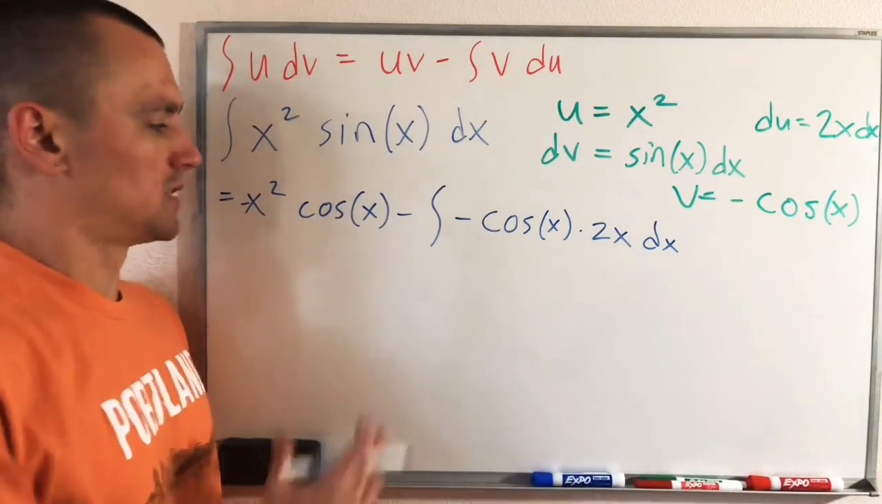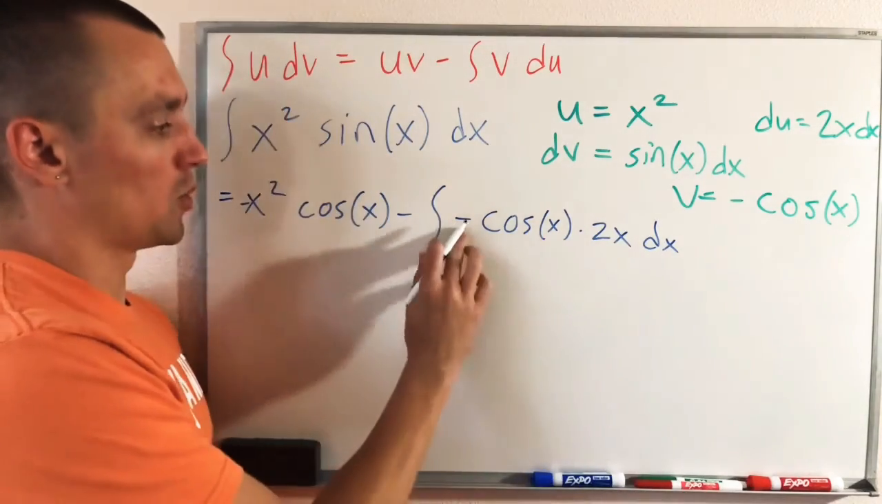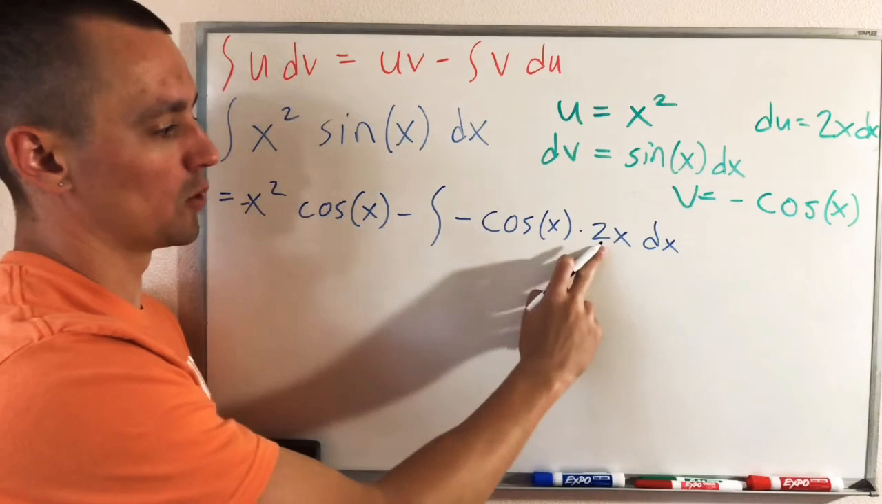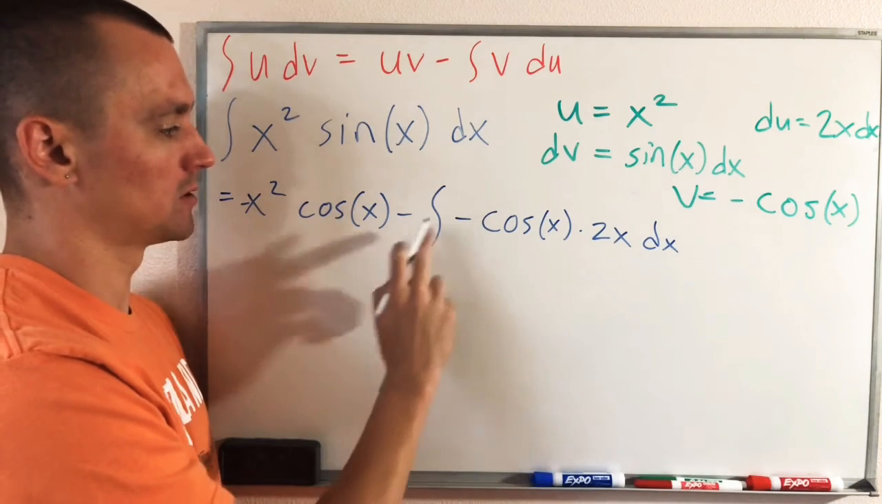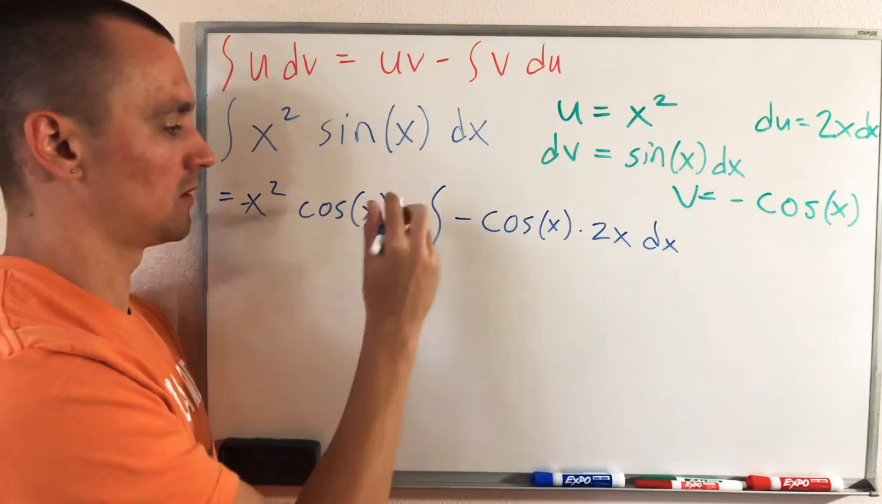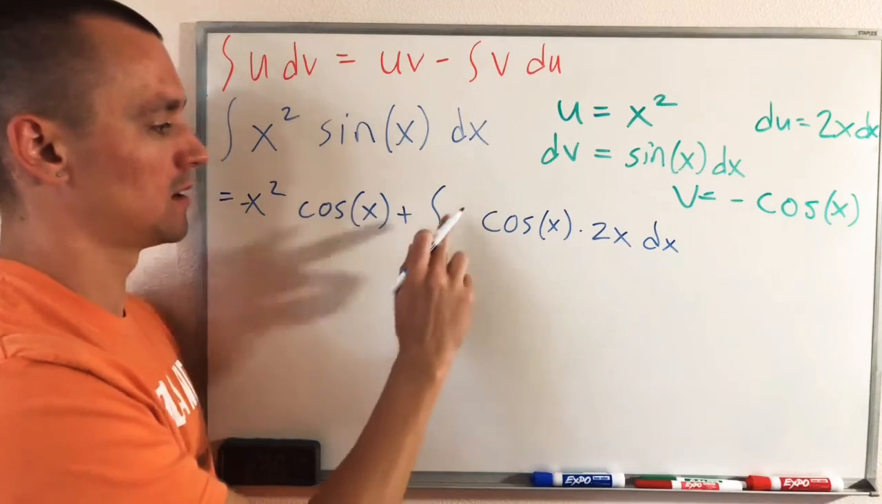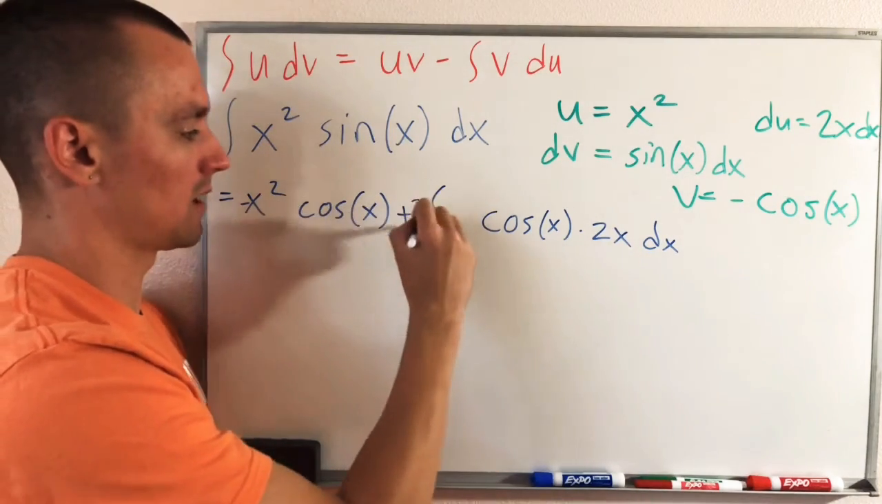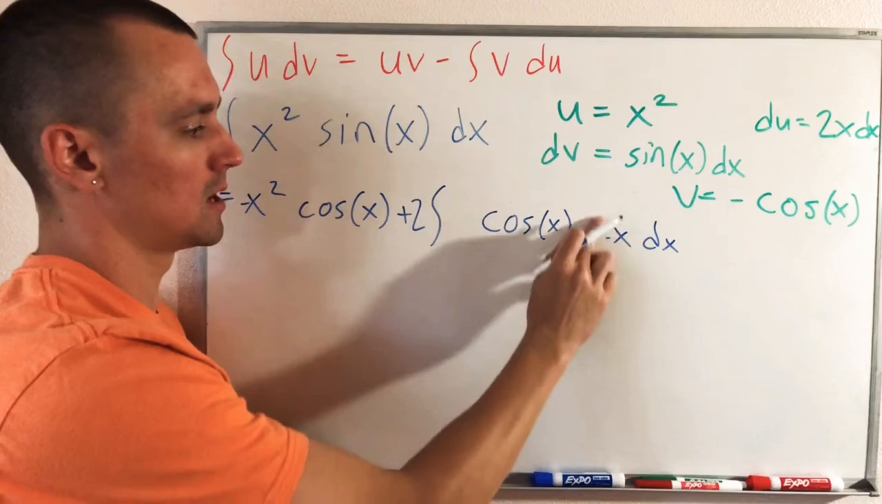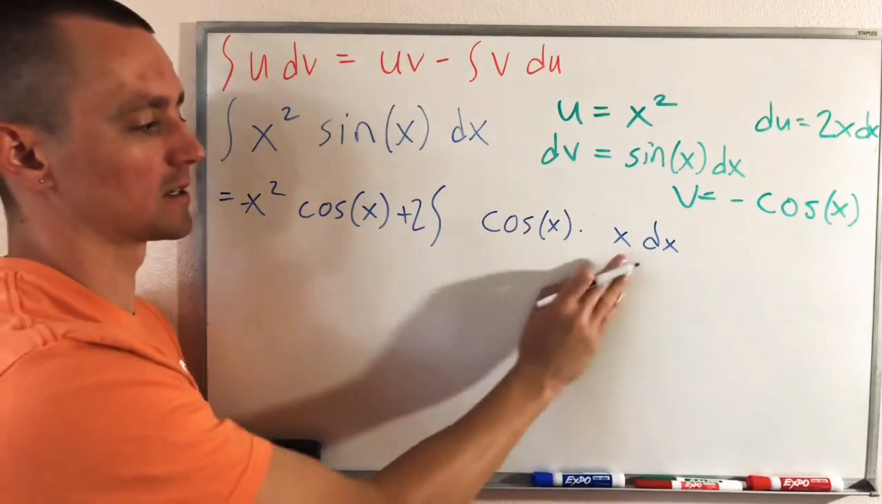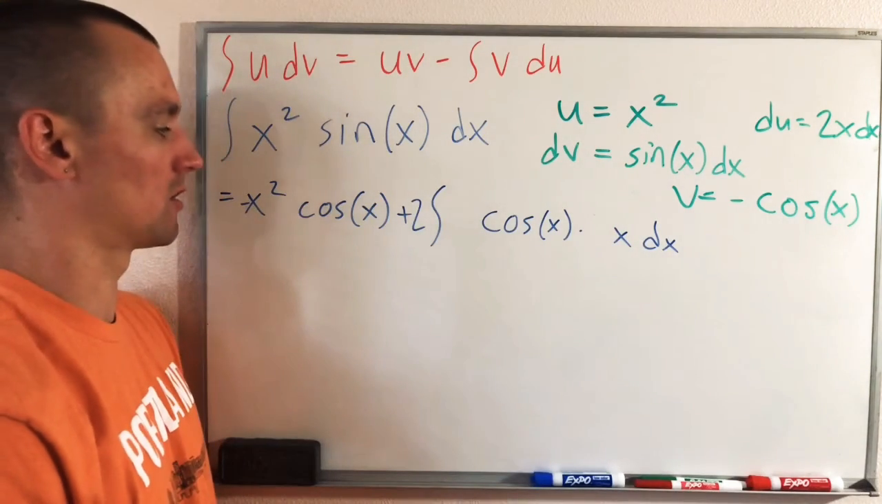So just to simplify this a little bit, we could pull this negative sign out front, we could pull this 2 out front. So the negative here would cancel with the negative here, giving us a plus sign. And if we pull the 2 out, we're going to have a 2 out front of this integral. And then we're just going to be left with cosine x times x inside of our integral.